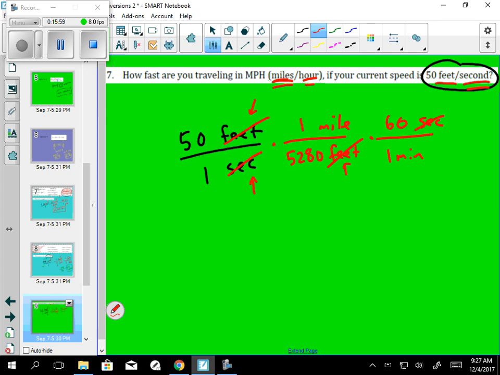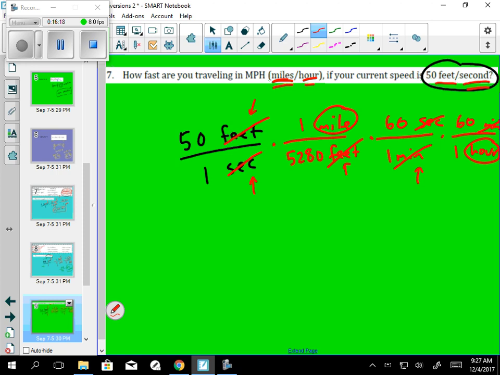But we're still not to hours, so let's do our next one. We got minutes on bottom here. So we want minutes on top here. There's 60 of them in 1 hour. So now minutes are going to cancel. So now our answer should be in miles on top per hour on bottom.